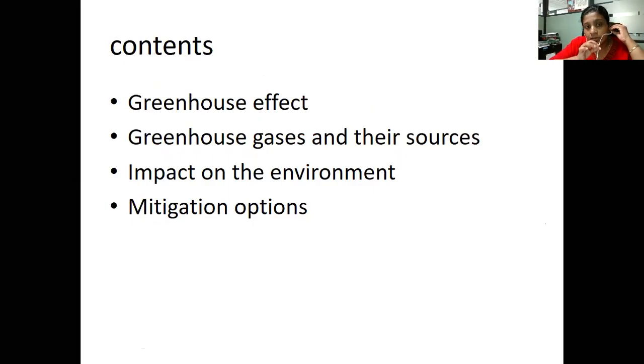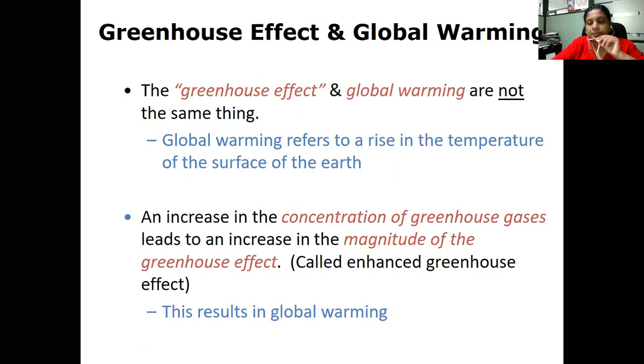So as a technologist, the most important part of this lecture is to learn the mitigation options of the greenhouse effect caused by the industries. Okay, greenhouse effect and global warming. Let's see what is greenhouse effect.